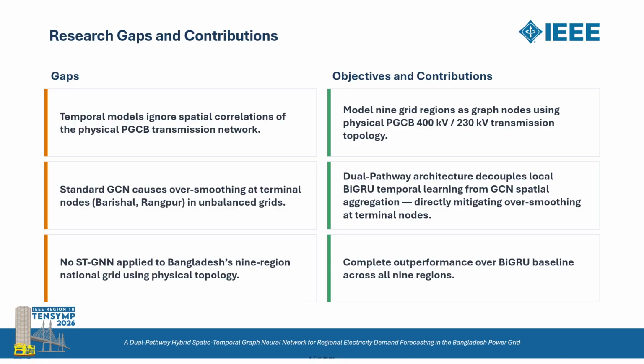Our contributions answer each gap in turn. We model the 9 regions as graph nodes using the real transmission topology. We design a dual pathway architecture that separates local temporal learning from global spatial aggregation. And this separation is what controls the oversmoothing. And we demonstrate complete outperformance over the existing baselines across all 9 regions.